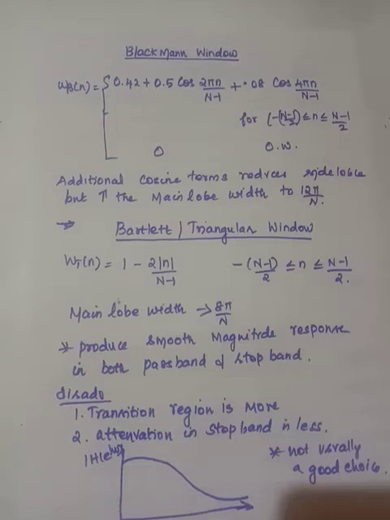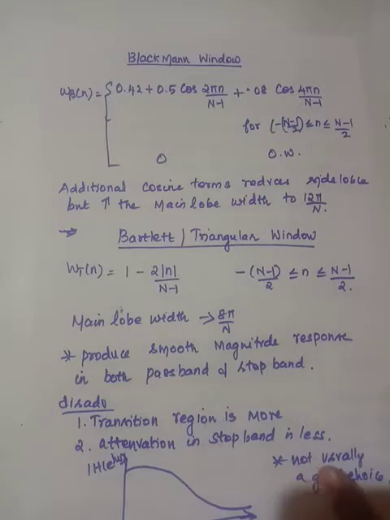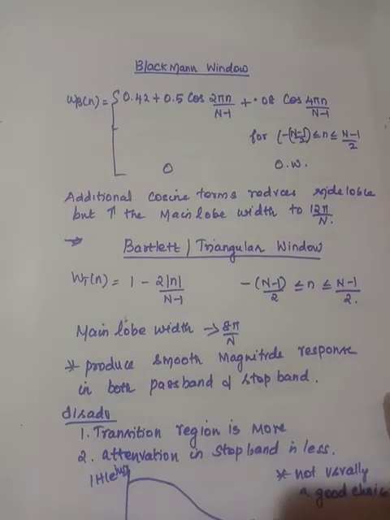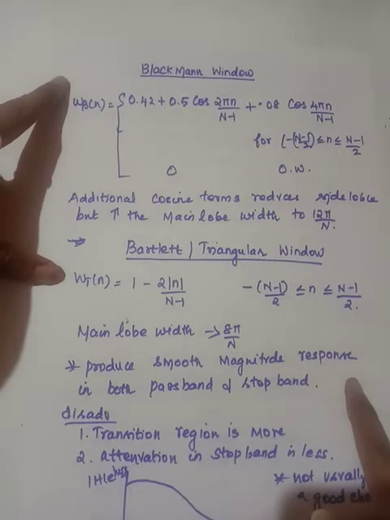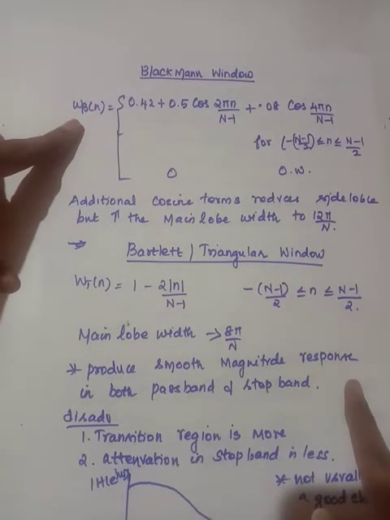Friends, in this video we are going to discuss the Blackman window and the Bartlett window. Last class we discussed the rectangular window, Hamming window and Hanning window, and we saw the window function and the corresponding frequency spectrum. Here is the window function for the Blackman window.